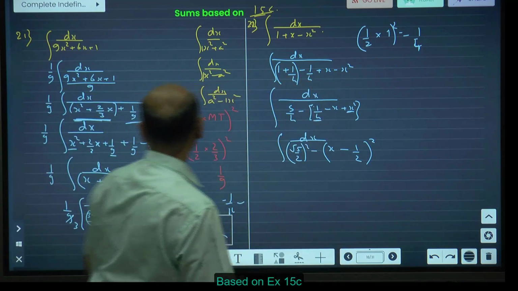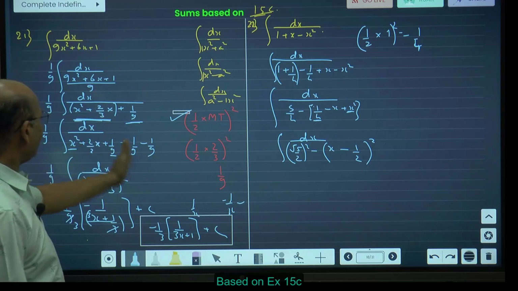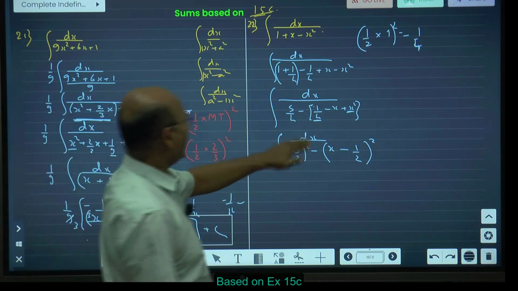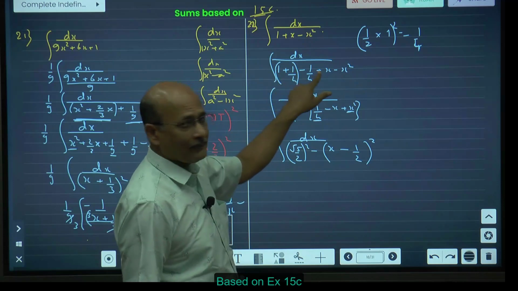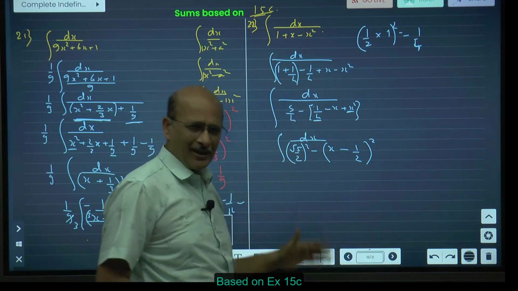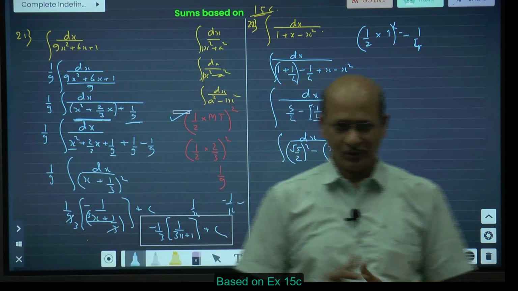Only one variation here: whenever the x square is positive, you add to the x square term and subtract from the constant. In this case, when it is the minus x square, then you add to the constant and subtract, the opposite. Okay, nothing much difficult, one or two sums you practice at your end. I strongly believe you will get to know how to do that.